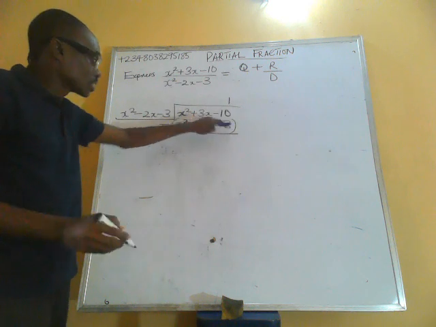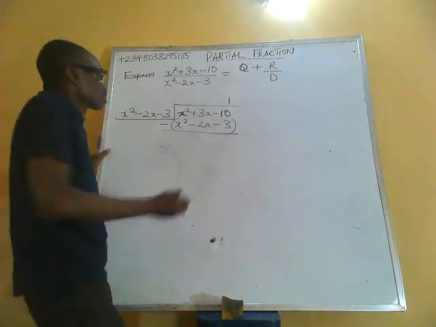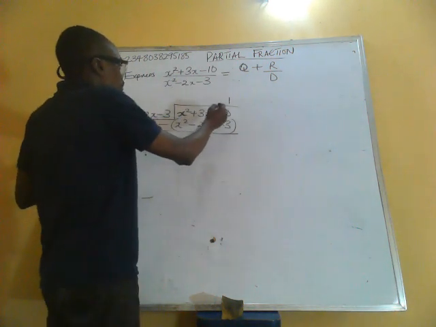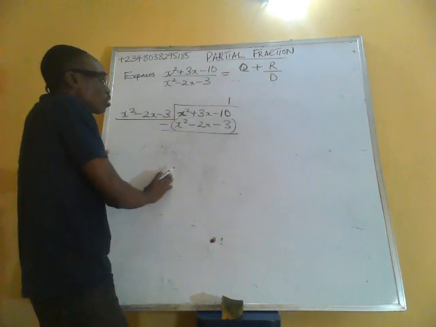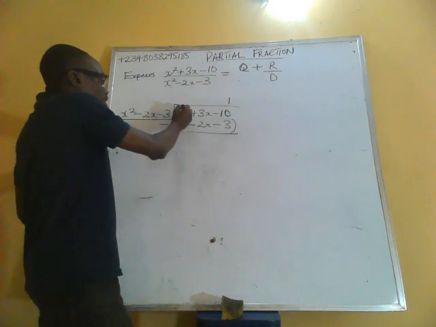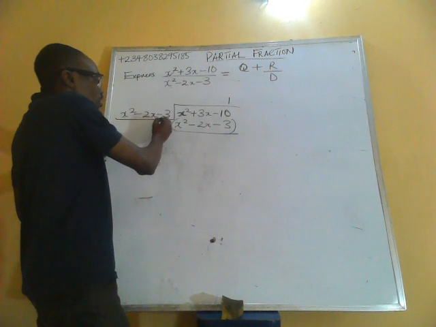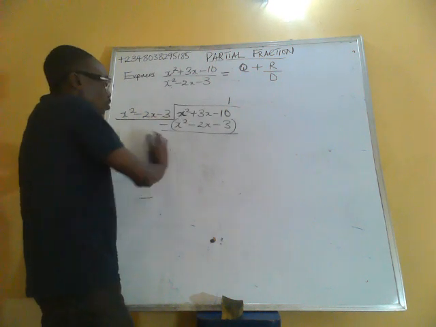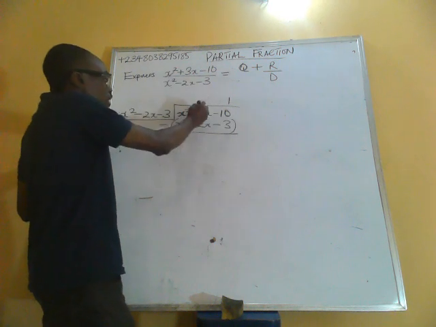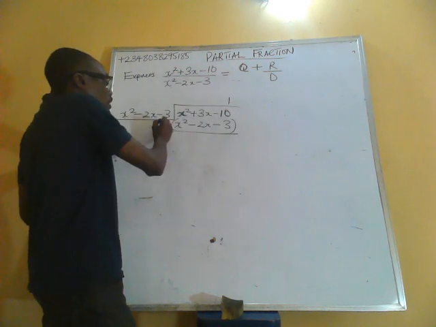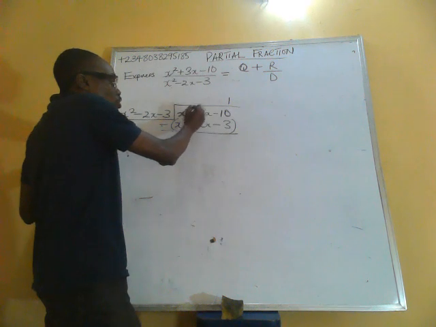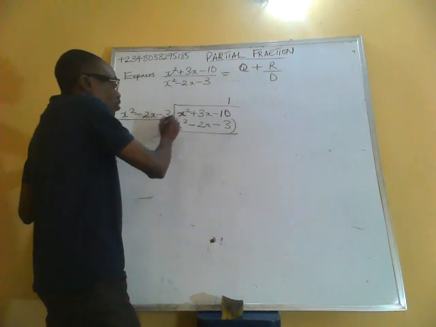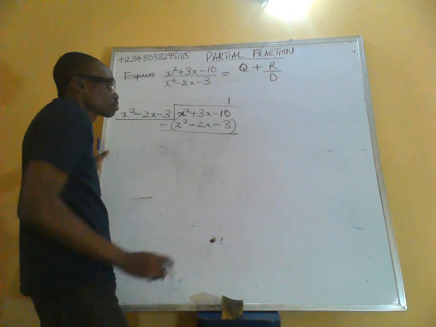Use this to subtract this. Okay. So we start the subtraction process. X squared minus x squared, that is 0. So no need of writing anything there. Then plus 3x minus 2x.